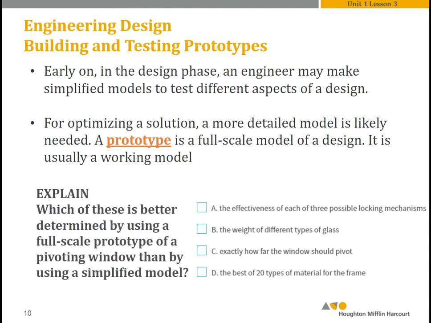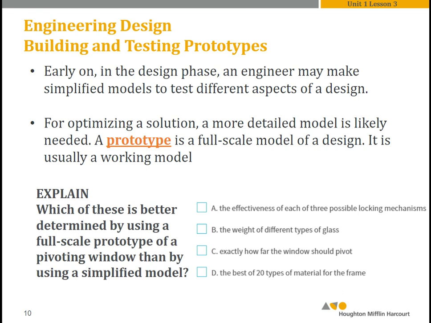Which of these is better determined by using a full-scale prototype of a pivoting window than by using a simplified model? Well, the effectiveness of each of three possible locking mechanisms, that's probably pretty important to have a full-size prototype, because if you just had a little model, it might be hard to produce everything to scale and test it. It's probably even easier to build a full-scale model than a miniaturized version.